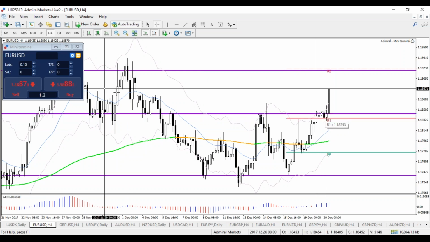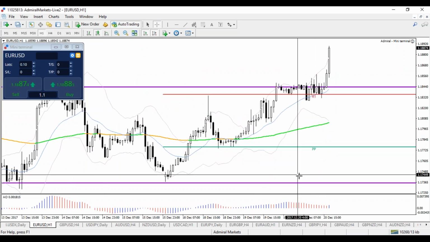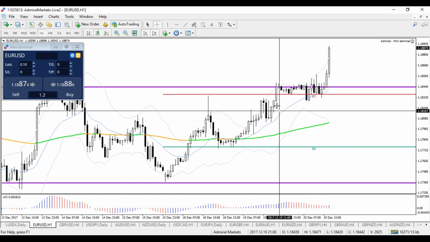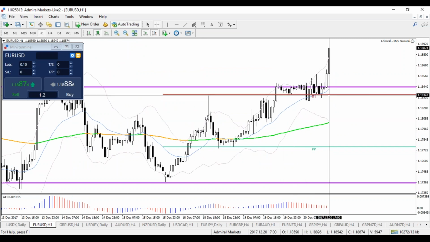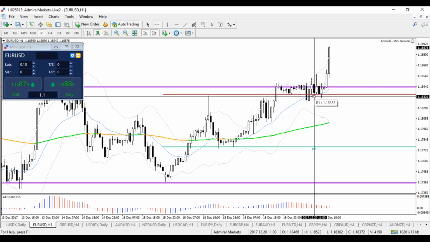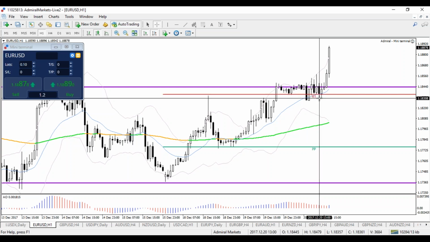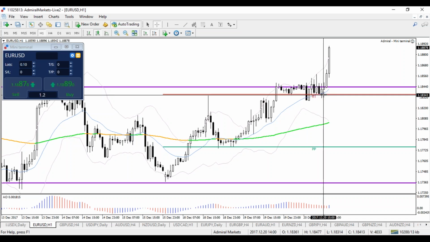Price went sideways. Now on the hourly chart, the fact that price did go sideways could be seen as price respecting the R1 as support now. So maybe some traders took a bounce at the R1 here for that follow through. As I said, if you did, up 50 pips, great job.